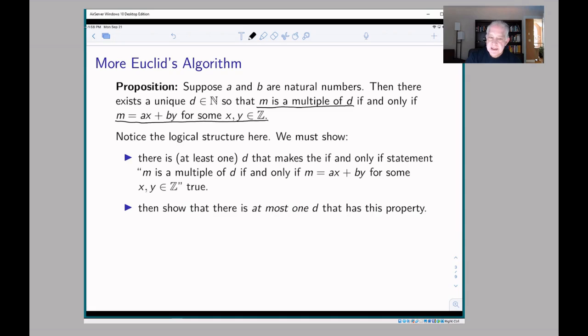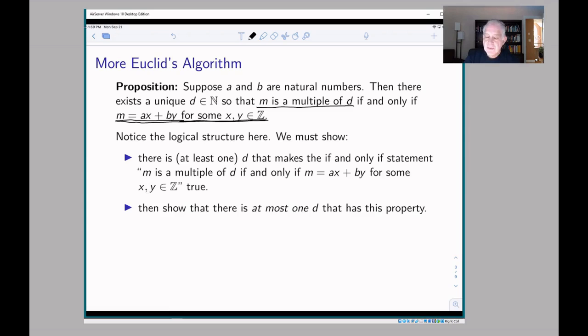What is this proposition telling us? This proposition is telling us that if you look at the collection of numbers ax plus by, there is some d that tells you that all of those numbers are the multiples of d, and vice versa.